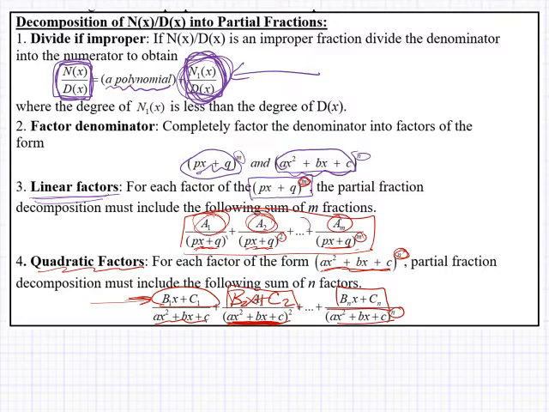just like here would be a1, a2, a3. This would be b1, c1. This one would be b2, c2, bn, cn, etc. And what you're doing here is you're laying out what the possible fractions could have been to have given you that single fraction when they were added and subtracted together. So let's see an example.